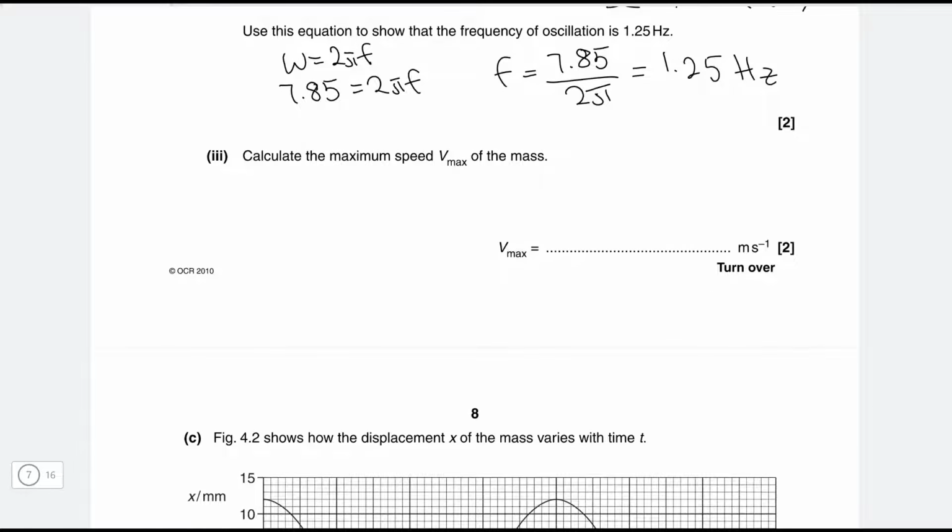Okay, part 3, calculate the maximum speed of the mass. Now, in your formula booklet, you're going to find the equation for the speed of a harmonic oscillator, and that is v is equal to omega times the square root of A squared take away x squared. Now, x is equal to 0 at the maximum speed, so I can just say at v max, therefore, the maximum speed will be given by omega A.